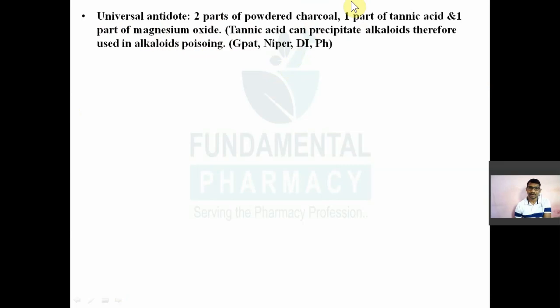Okay, now what is the role? Activated charcoal will act as an adsorbent for unabsorbed poison. And universal antidote was designed when there was no specific antidote.